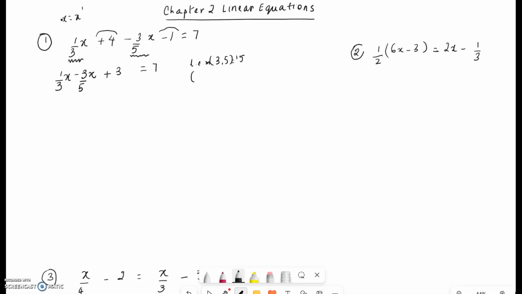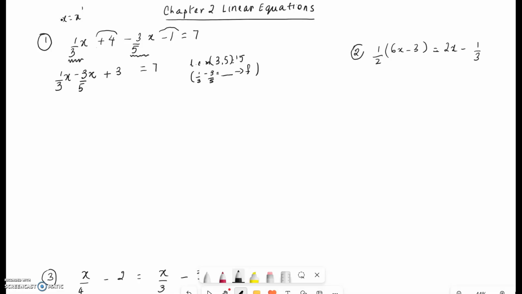Or if you want to use a calculator, go 1/3 minus 3/5 equals, you get a decimal number, but then convert it to a fraction. That's another way of doing it. So let's do this by hand. Calculator is easy. Just make sure you know how to use your calculators.